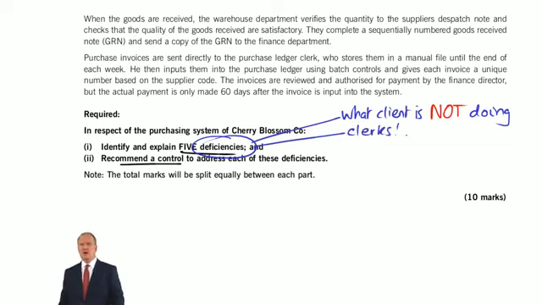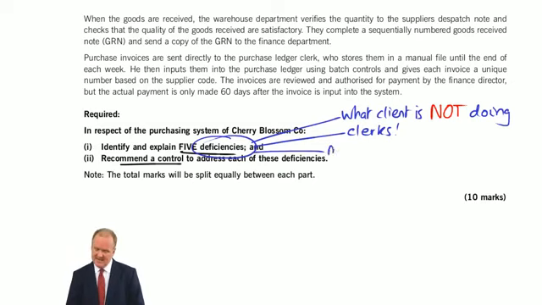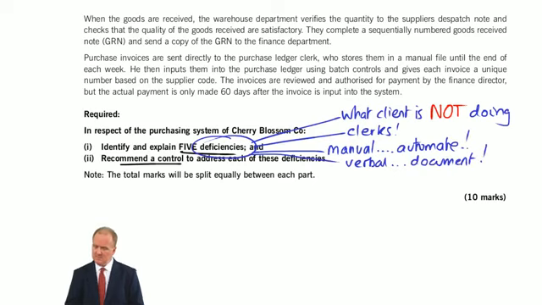Look out for the word clerk. Clerks should be doing what they are told. Fairly basic operational tasks. They should not be making any decisions, changing things on the system. Low level. If you see anything that it says is being done manually, could it be automated? If you see anything that is done verbally, it should probably be documented. That will help you to identify them.